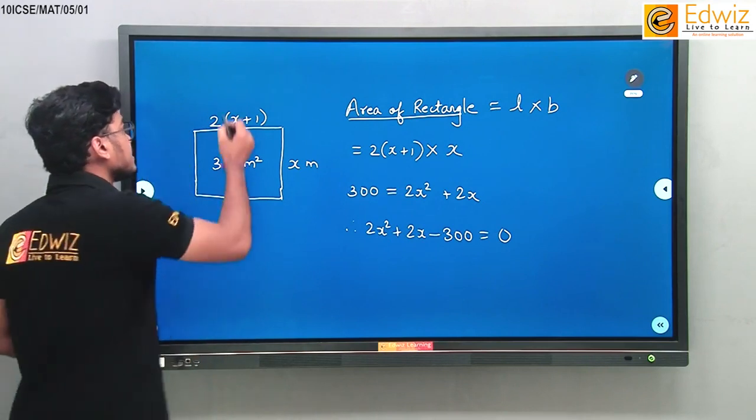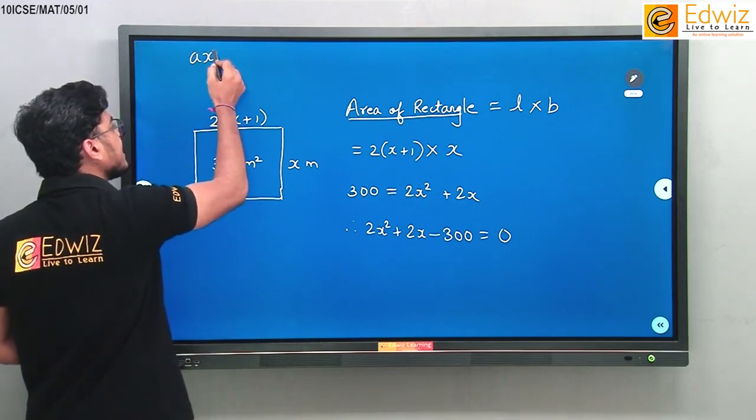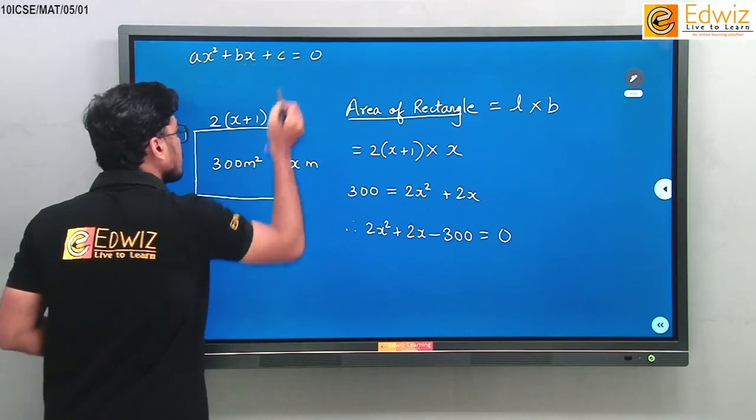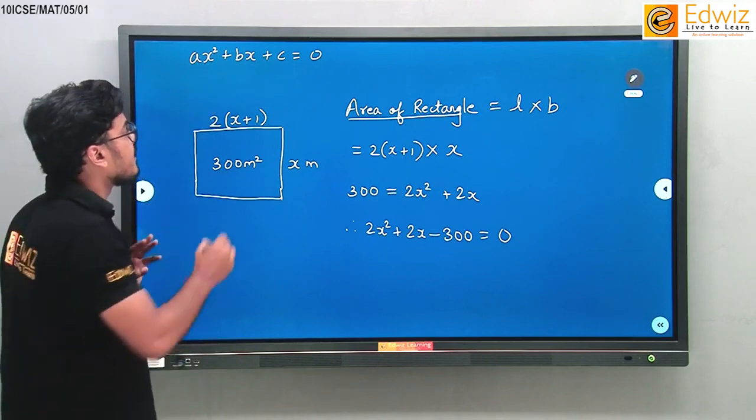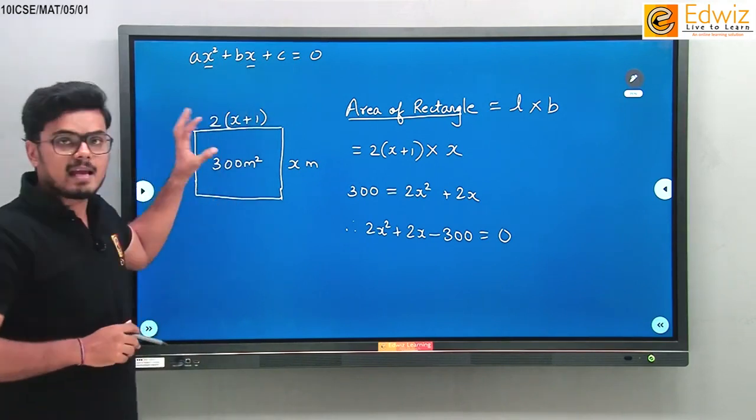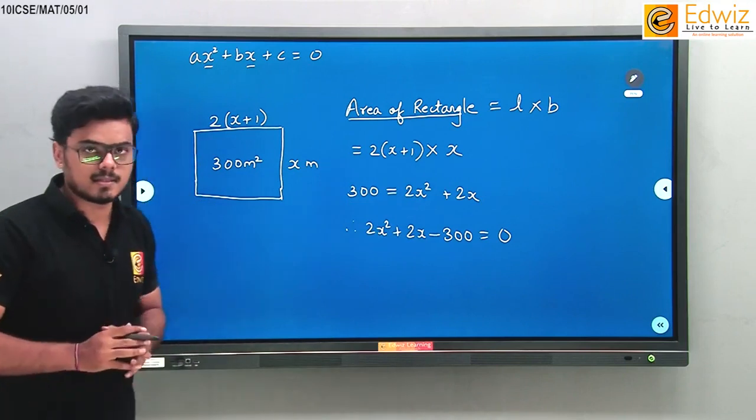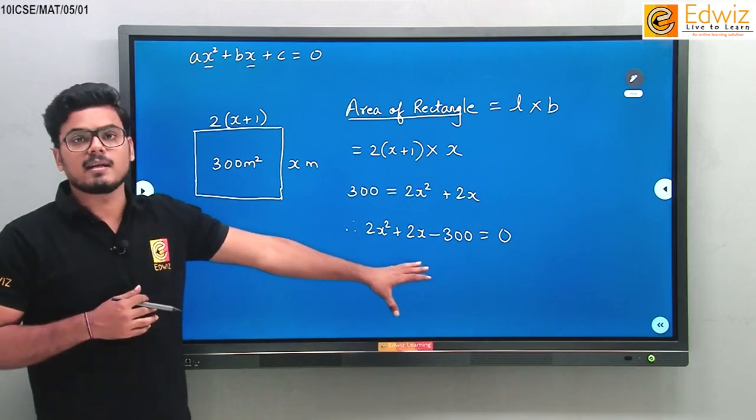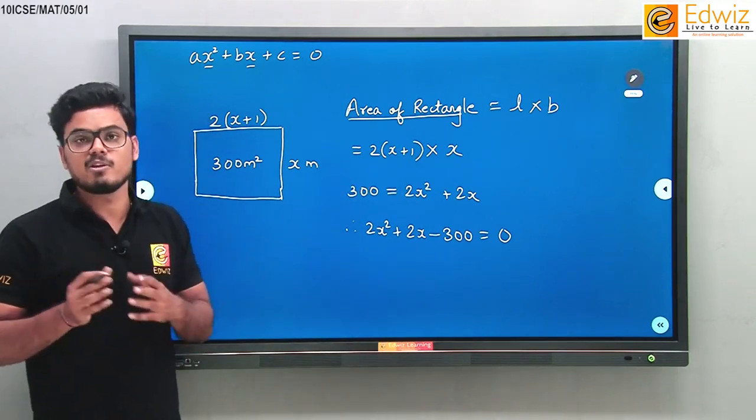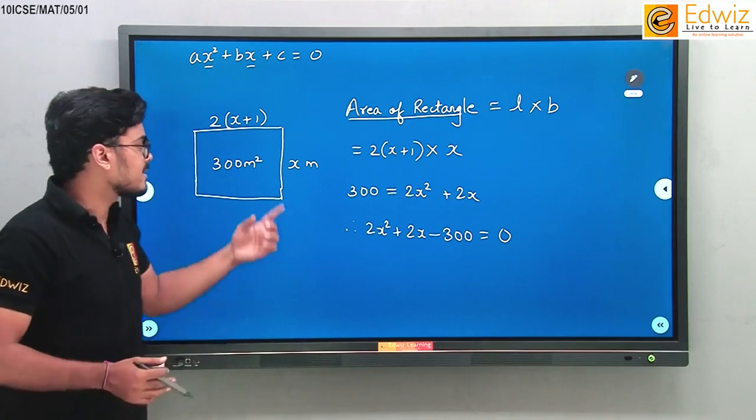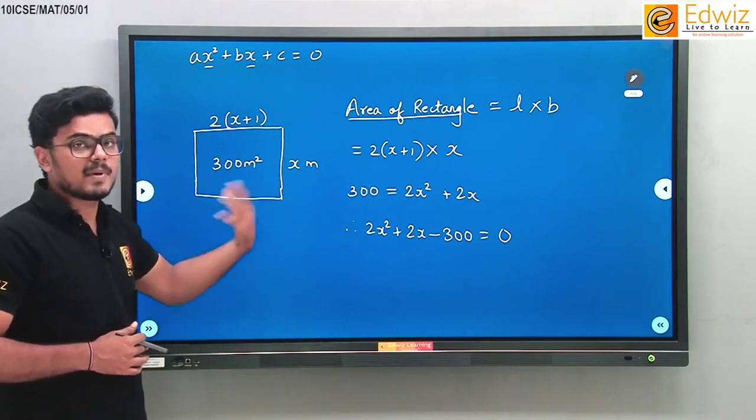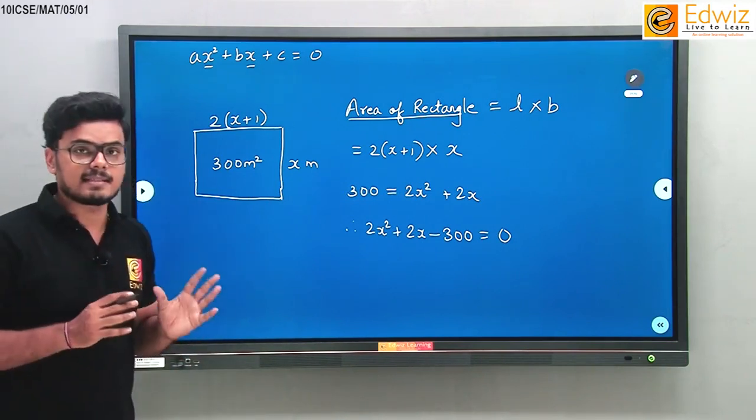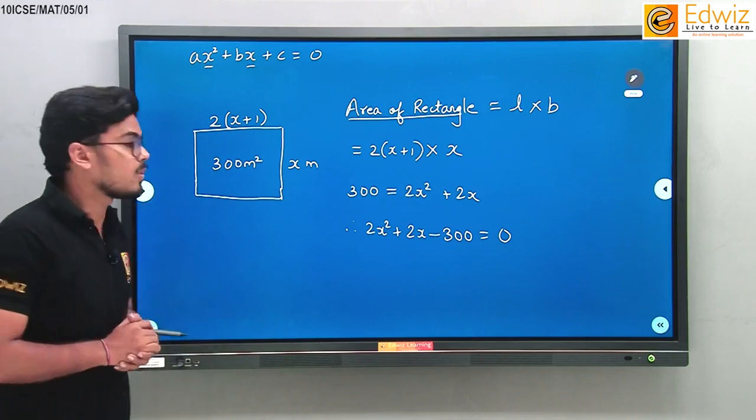So remember, the standard form of a quadratic equation is always like this: ax square plus bx plus c equal to 0. In this equation, the variable is x and a, b, c are nothing but constants, correct? So I have this equation with me right now. If I solve it, I will get some value of x. If I get the value of x, I know the breadth should be this much, and based on that, I can find out the length also.